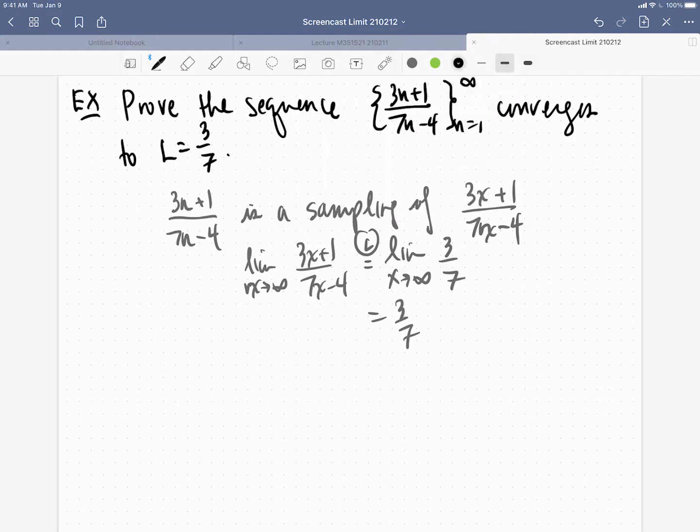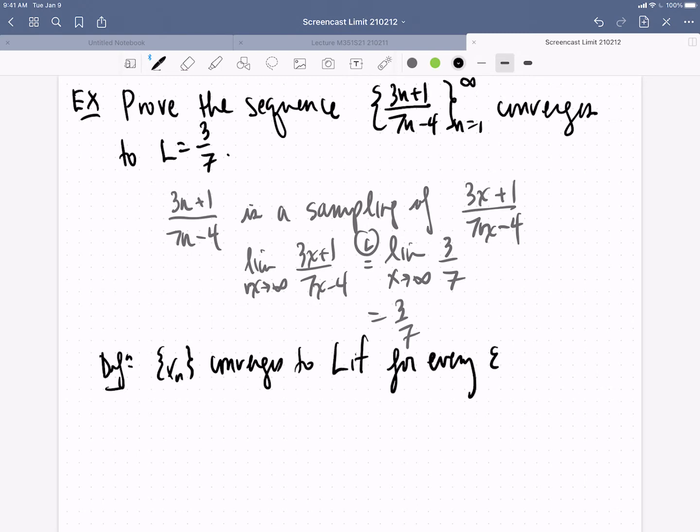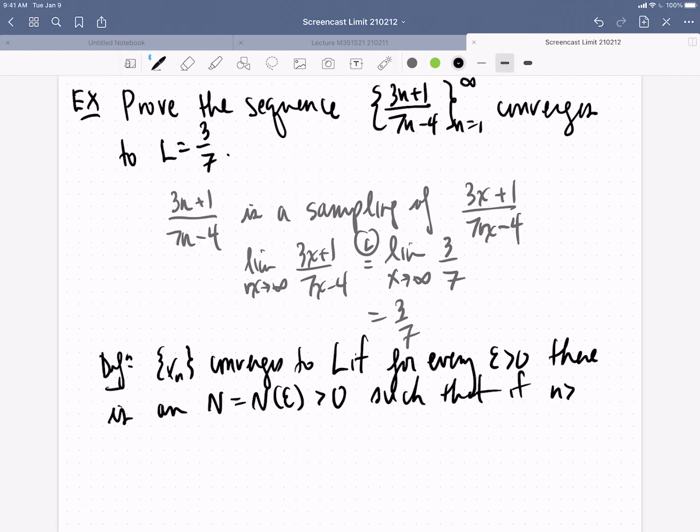In real analysis, we're going to prove in detail, according to our new definition, that x_n converges to L if for every epsilon greater than 0, there is an N that depends upon epsilon, also greater than 0, such that if n is bigger than capital N, then the distance between the term x_n and L is less than epsilon. So we're going to use this definition to prove that the limit of the sequence is indeed 3/7.